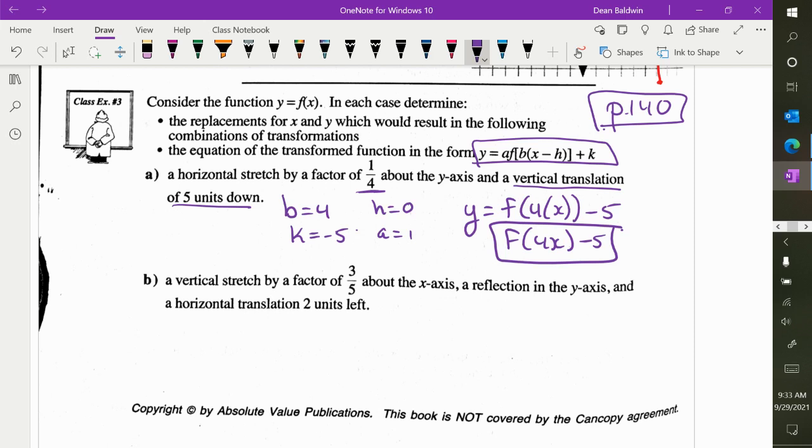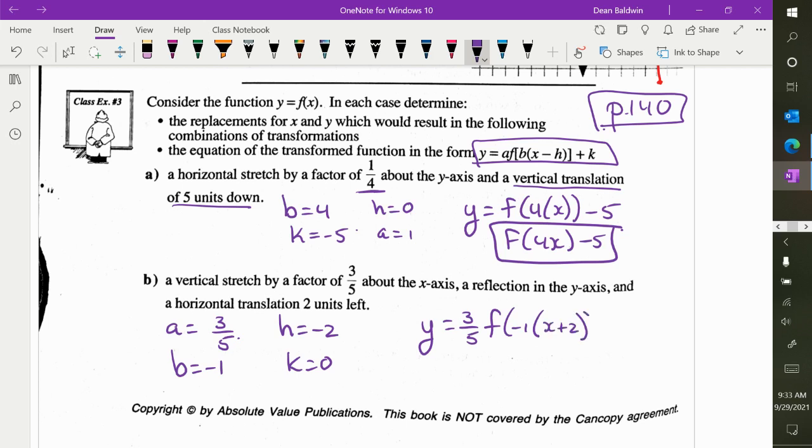B. Vertical stretch by a factor of 3/5. A or B? Reflection in the y-axis. So B is -1. Horizontal translation, 2 units left. That is our H value of -2. And K for completeness is 0. Plug them all into the formula. And there you go.